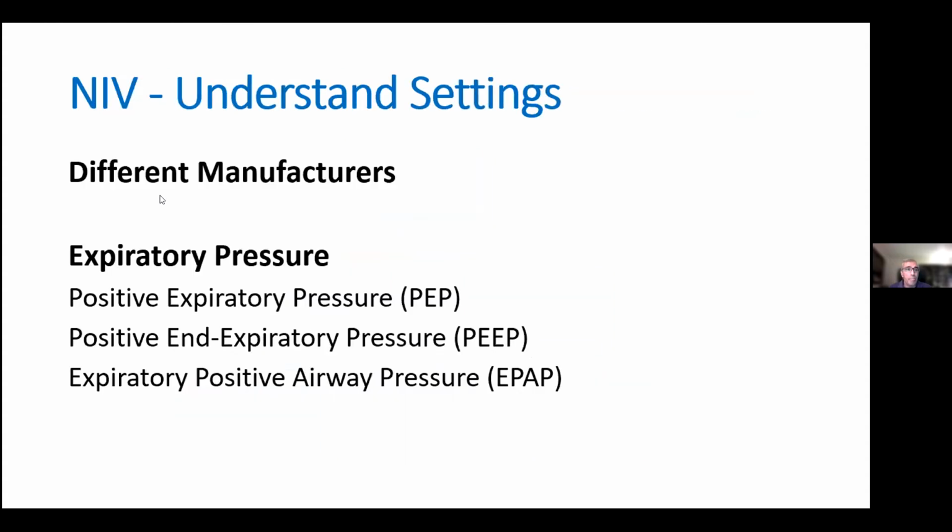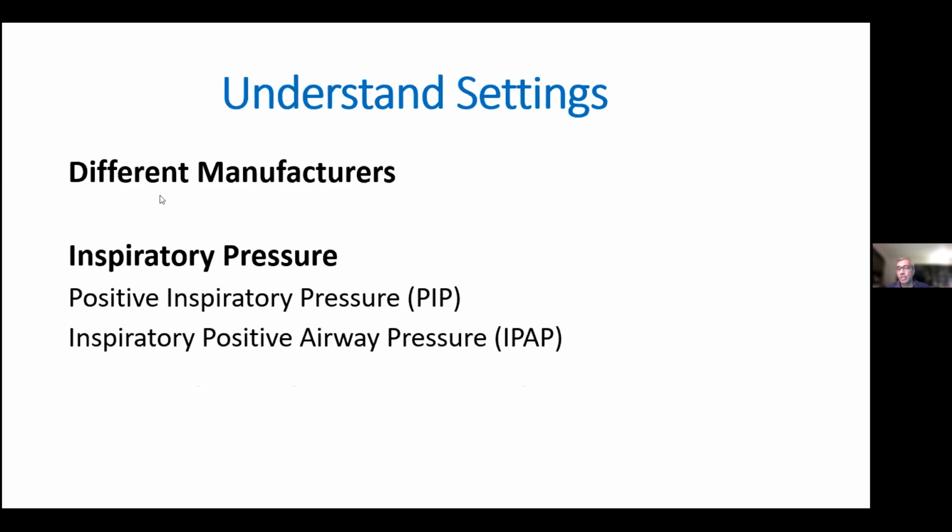Okay, and NIV, just a few words as I close on understanding settings. This is important because we all deal with CPAP for sleep apnea and OHS. And I think a few important messages: different manufacturers have different ways to label expiratory pressure. There will be one machine that says it's PEP, one says PEEP, one says EPAP. All these mean the same thing when it comes to non-invasive ventilation. They're all expiratory pressure. Likewise, inspiratory pressure is positive inspiratory pressure or IPAP.